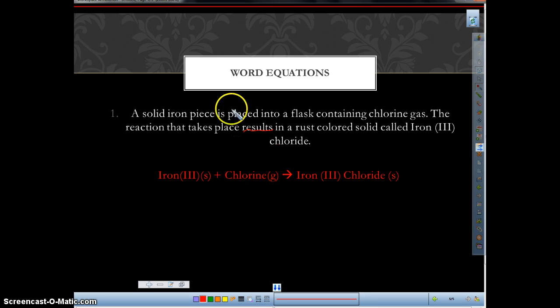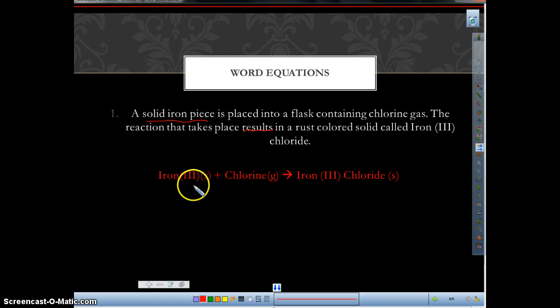Those types of words indicate that any words or compounds that come before are typically what reacted and thus produced whatever products you have on the other side of that word, which is essentially your arrow. So here we start out with a solid piece of iron, so I would put down iron as a solid. Now the 3 comes in later on in the word, so I know I have iron 3.